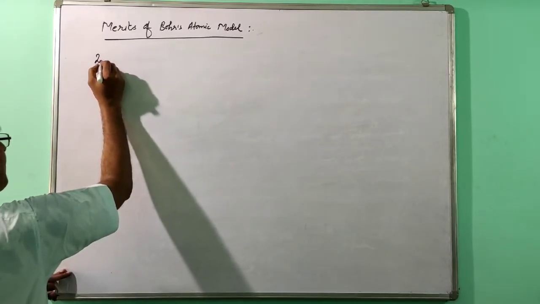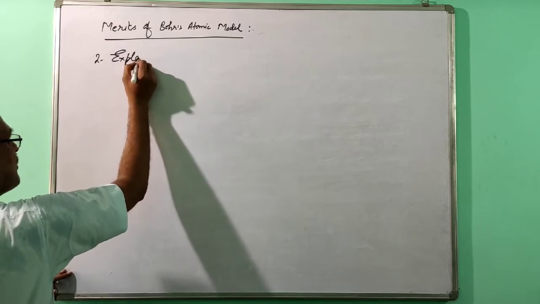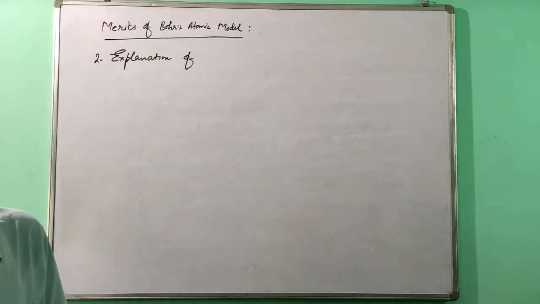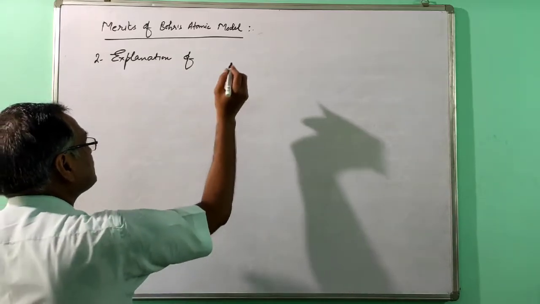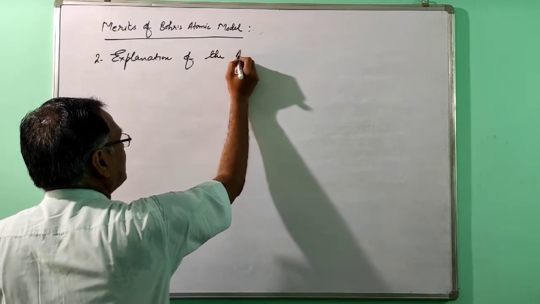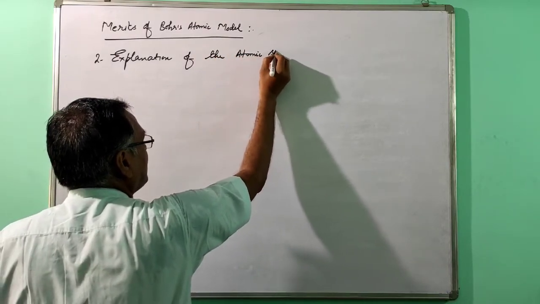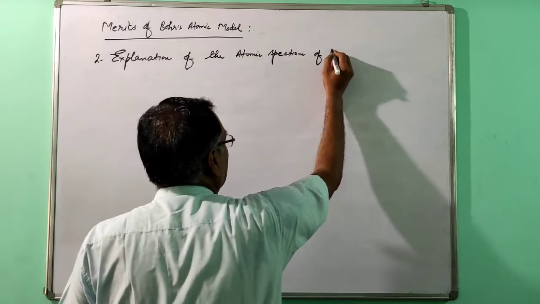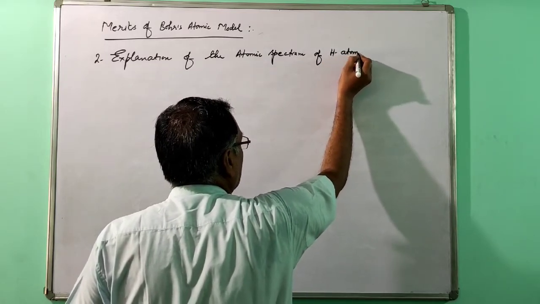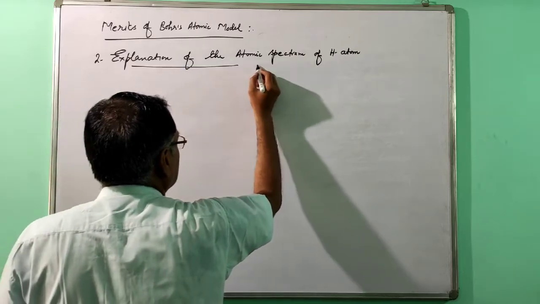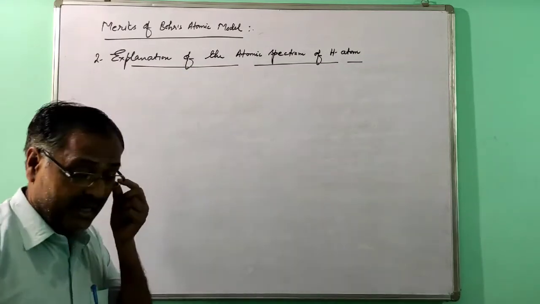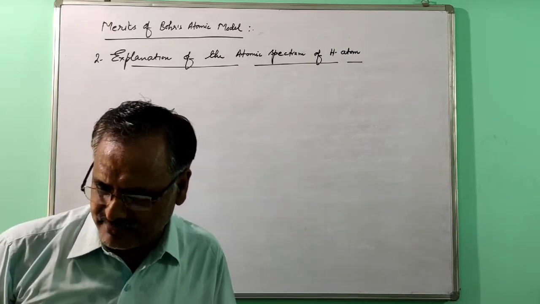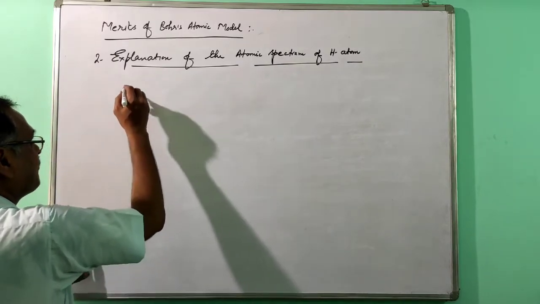So the second one is explanation of the atomic spectrum of hydrogen atom. So how did this Niels Bohr model explain the hydrogen spectrum? Bohr's model explained the presence of a large number of lines in the hydrogen spectrum.